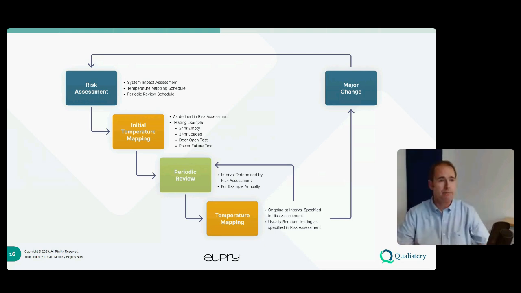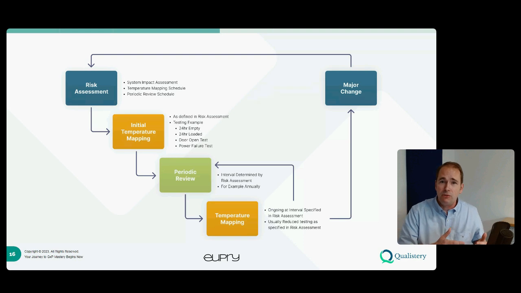Once we've done that initial temperature mapping, we can then start looking at a periodic review. And for that, we'll pull all of the data. We'll look at the alarm probe, the different feeds that are coming through, and any deviations that are associated with that equipment. We use all of that to analyze the data. What's the minimum and maximum temperature? How long is it going out of tolerance when we do door open tests? But also, what's happening with that data? Is it trending the same as it was a year ago?